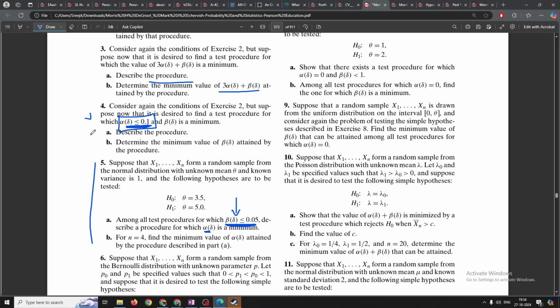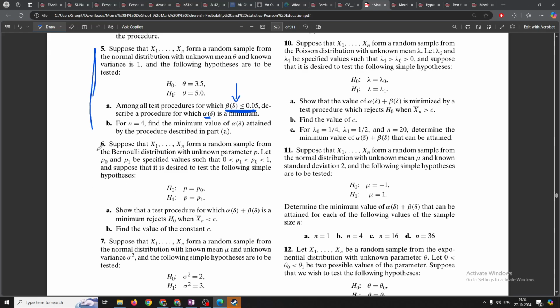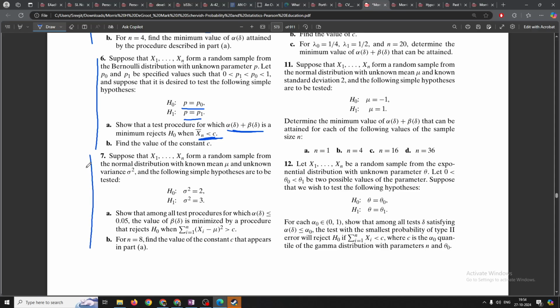And that is what you have to do in question number 4, in question number 5. In question number 6, if you read this carefully, same thing. ये मेरा H naught है, I need to minimize this, right? And don't really bother कि it minimum rejects this and this. You just apply the Neyman-Pearson lemma. ये अपने आप मिल जाएगा, ये अपने आप prove हो जाएगा, right? And then we have to find that particular value of that constant c. Same thing you have to do here.